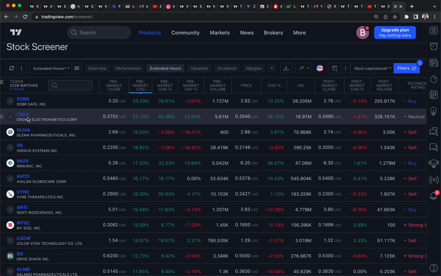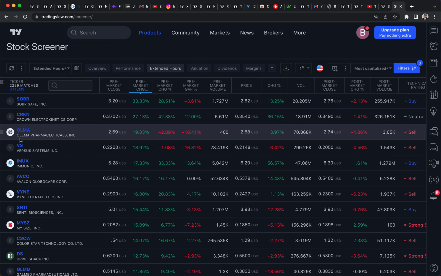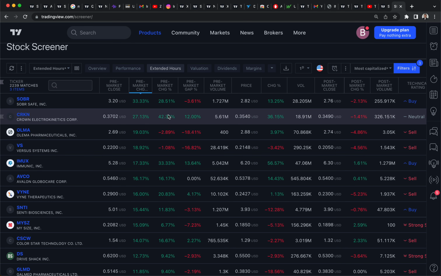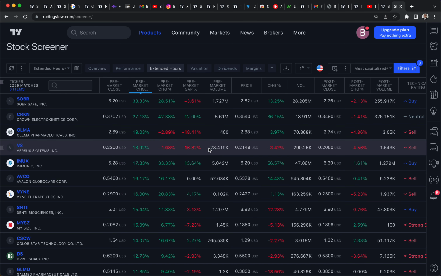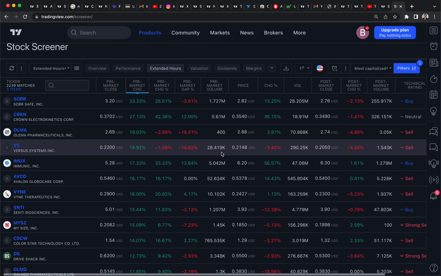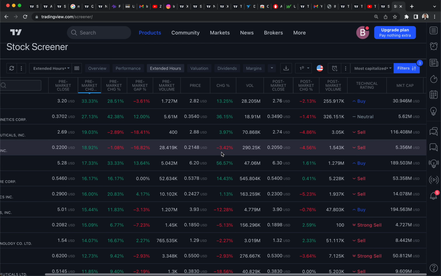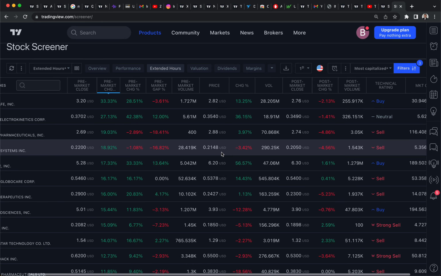We have SOBR, Crown Electronics, OLMA, tickers that you've probably never heard of. And the reason you've never heard of them is because the pre-market volume is really, really low. These are tickers that you can't really trade because they don't have liquid option chains, or even option chains at all. They might not even have options to trade. So what we're going to do is filter to show only large stocks.